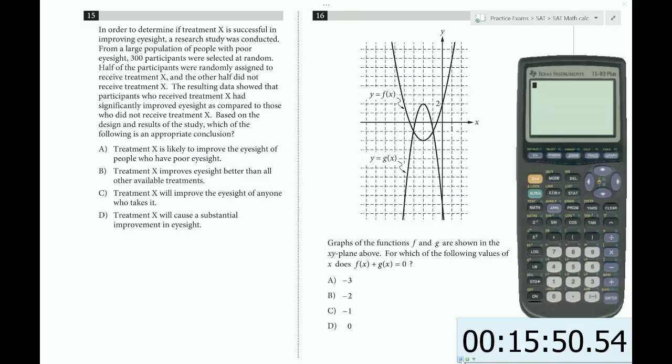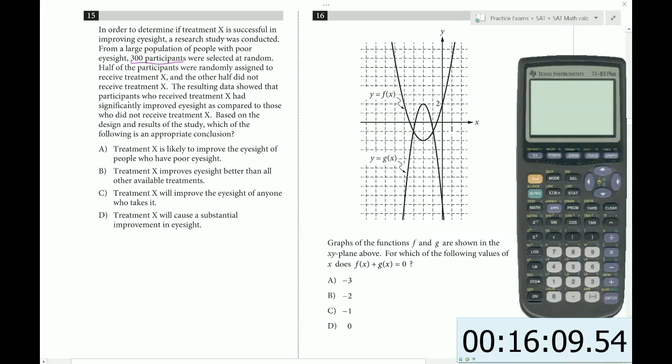Okay. In order to determine if treatment X is successful in improving eyesight, a research study was conducted. From a large population of people with poor eyesight, 300 participants were selected at random. Half of the participants were randomly assigned to receive treatment X, the other half did not receive the treatment.